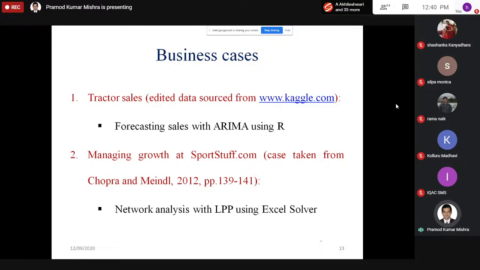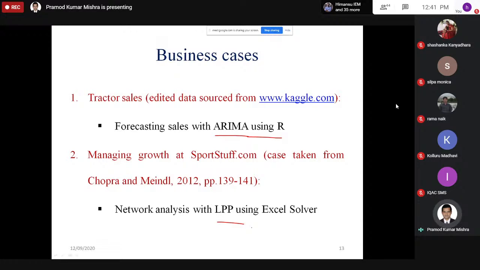So there are two cases, let me see how far I can go. It's 12:40 now. So one is the prediction that I'll demonstrate with the ARIMA, auto-regressive integrated moving average method, using R. And secondly, there is one caselet that I've taken from Brian Mendel, about network analysis, and here would be the LPP part. I am not very sure, but I'll show you how, on a trial and error basis, you can get the solution. Then you can also use LPP. I think time will not permit.